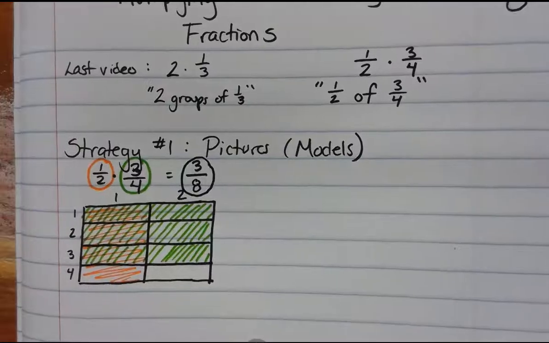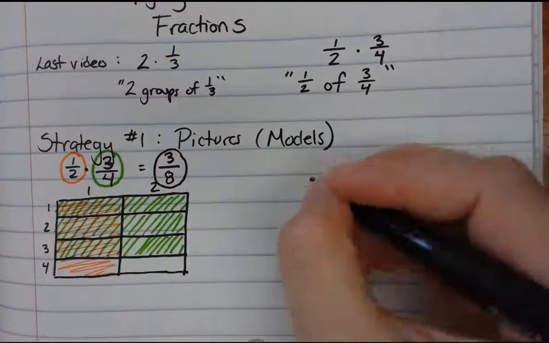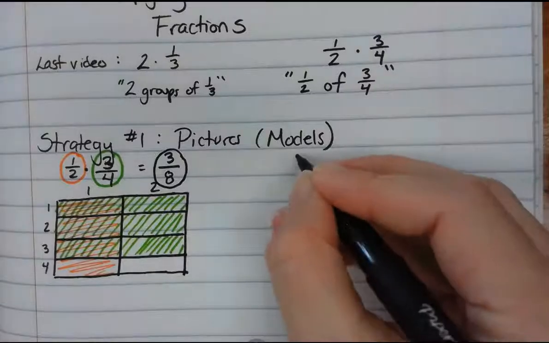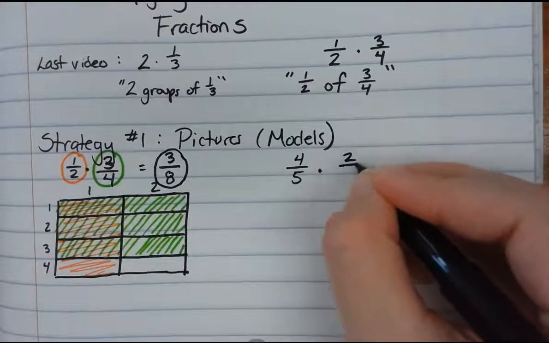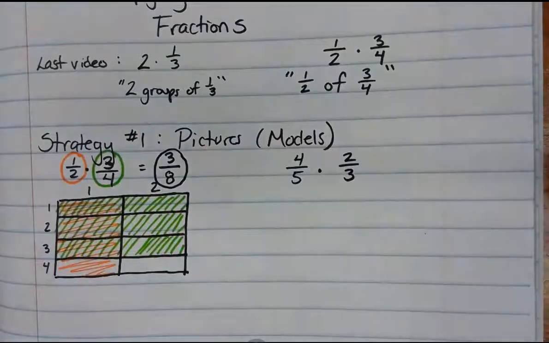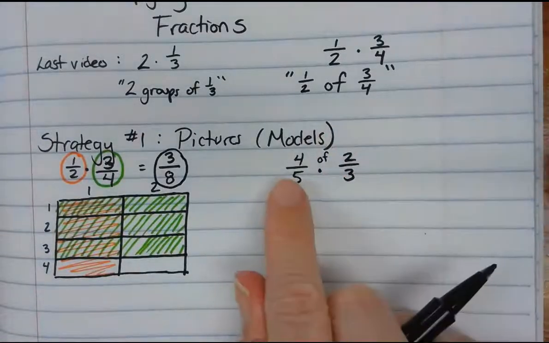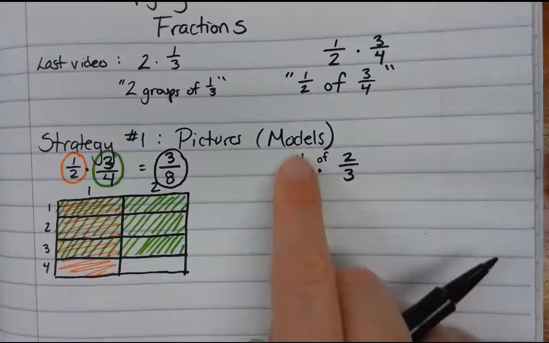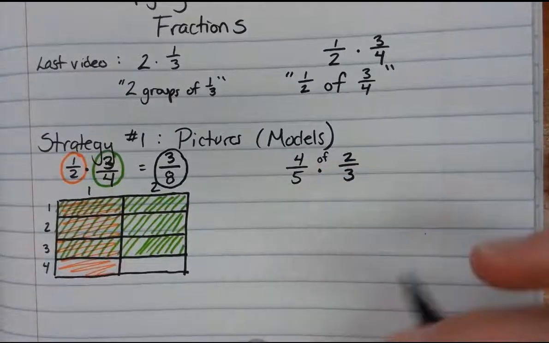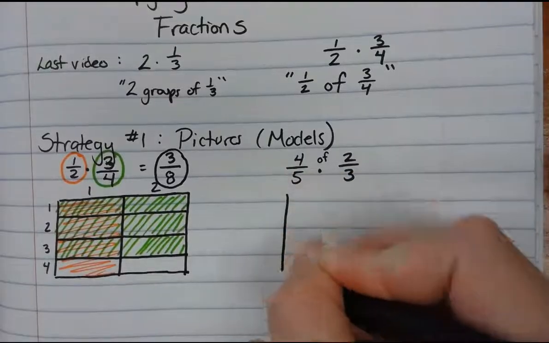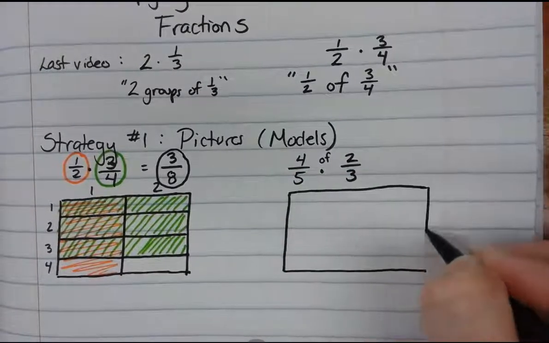Now we're going to do another one of these picture models just to make sure we get this idea. So let's do 4/5 times 2/3. And so again, remember that multiplication symbol, we really think of it as of. So what we're really asking ourselves here is, what is 4/5 of 2/3? 4/5 of 2/3. And we're going to bake a cake or draw a square or a rectangle in order to help us solve this problem.